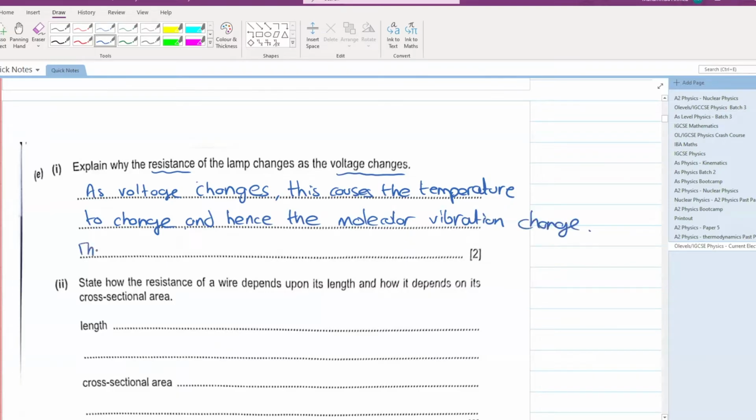This causes the resistance of the lamp to change. Simple. Let me read out this answer loud so that I am sure that I have made no mistake in writing it. As voltage changes, this causes the temperature to change and hence the molecular vibrations change. This causes the resistance of the lamp to change.